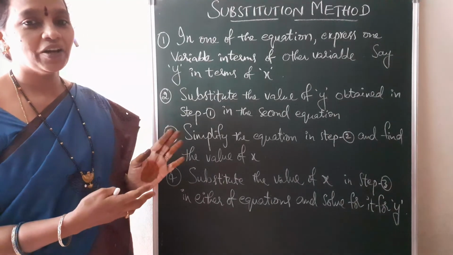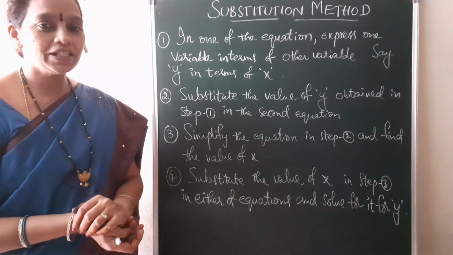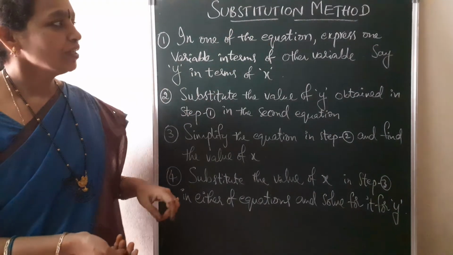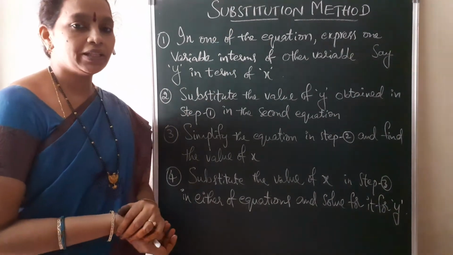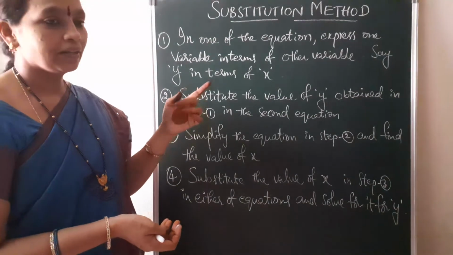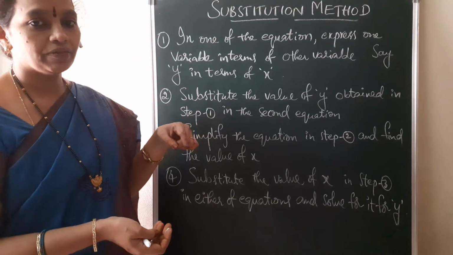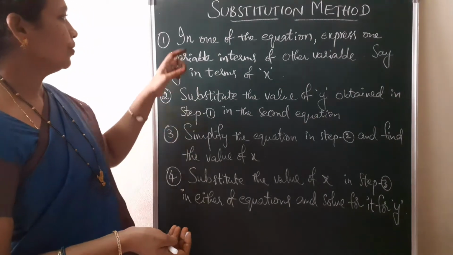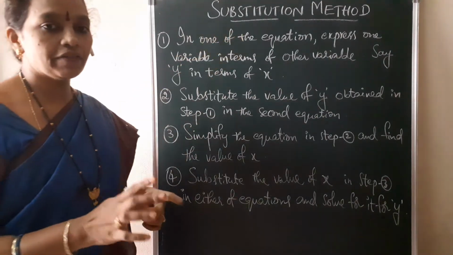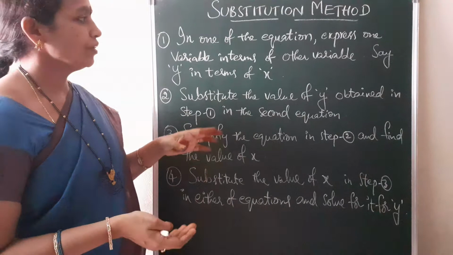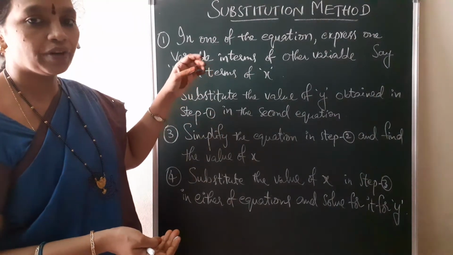So in this video, I want to explain the pair of linear equations, the substitution method. We already discussed the elimination method, and I'll send the link in the description of the elimination method also. So here in the substitution method, a pair of linear equations are given. How can you find the values of x and y? How can you solve for x and y?